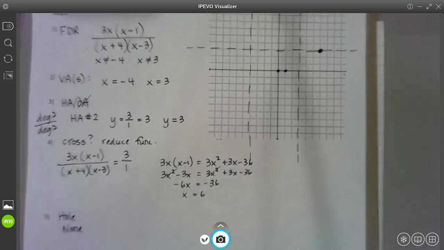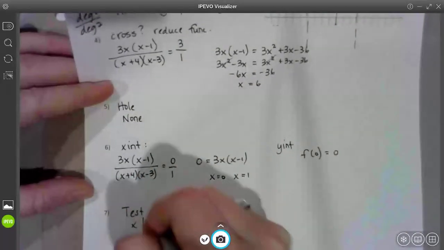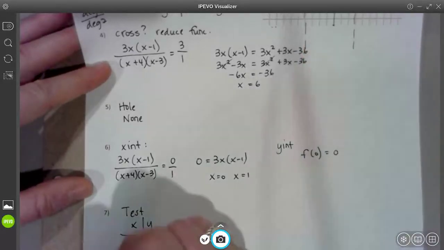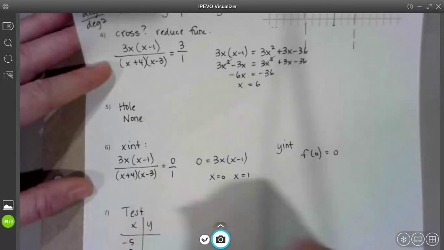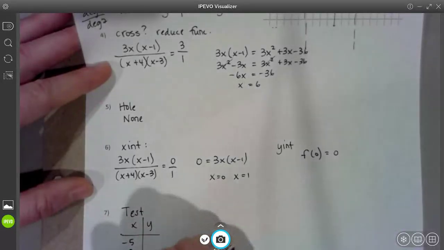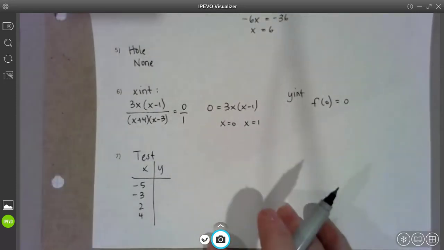So let's see this. So this is what I would do, your test points. I would pick numbers on either side of your VA. So I would pick, where am I at? Negative 5, negative 3. I would pick 2 and 4 as good test values. But again, I'm trying not to have to test anything, and watch why I don't.